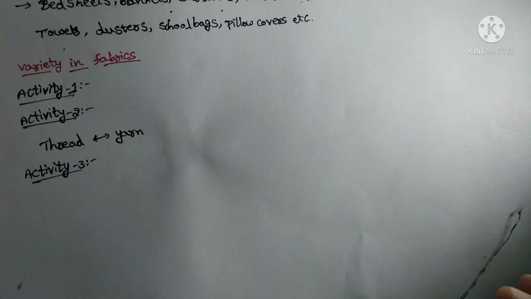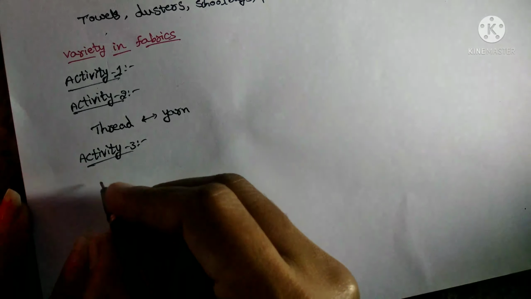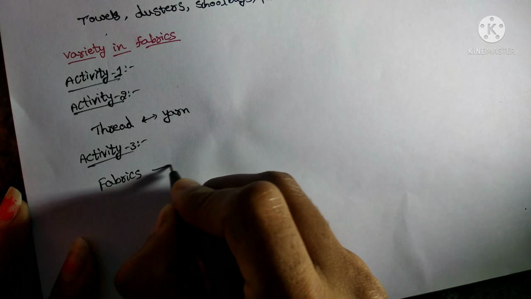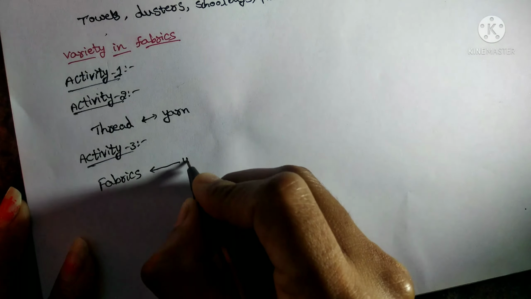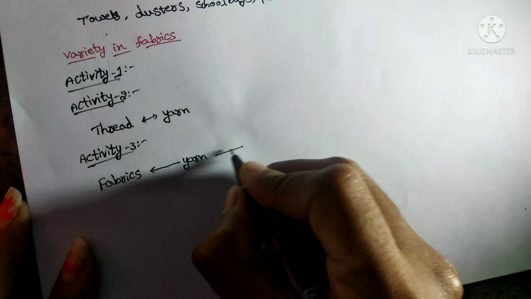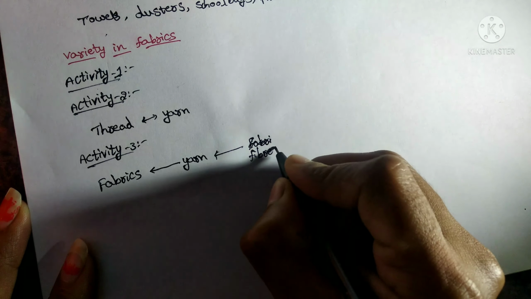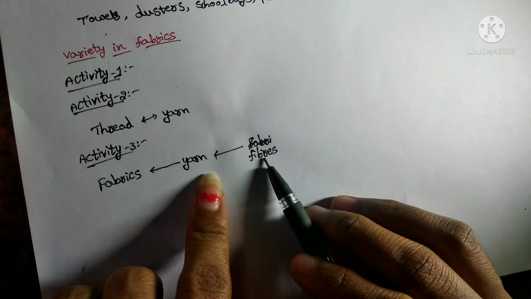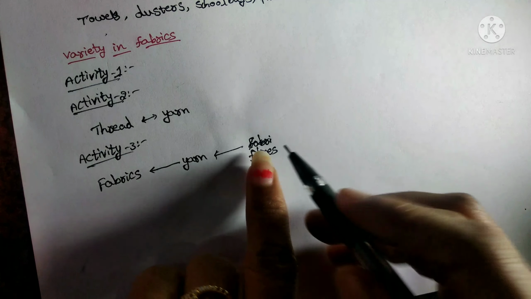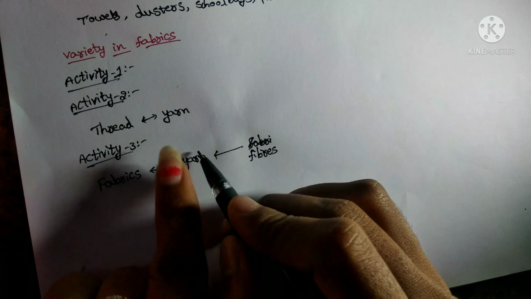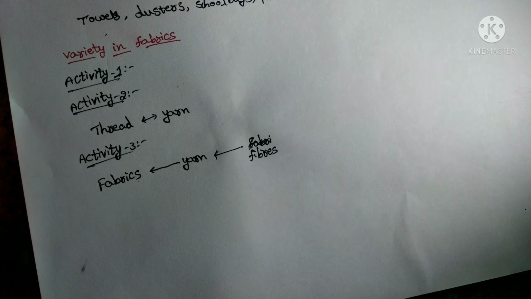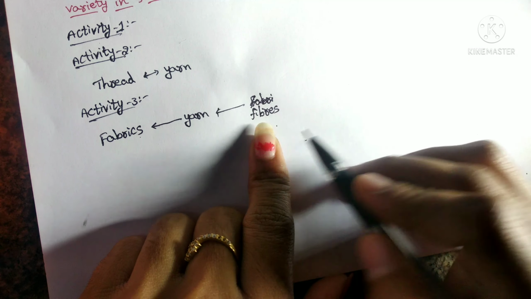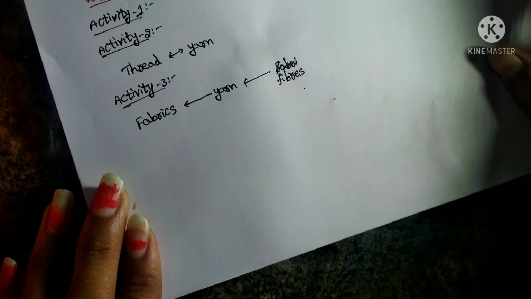So now here is one point I am going to give you: fabrics are made up of yarns. How are yarns made up? Of fibers. So fabrics are made up of yarns, and yarns are made up of fibers. Fibers together form yarn, and yarns together form fabric. You can consider it like that. But how did these fibers come? From where did these fibers come? Now we will discuss this.